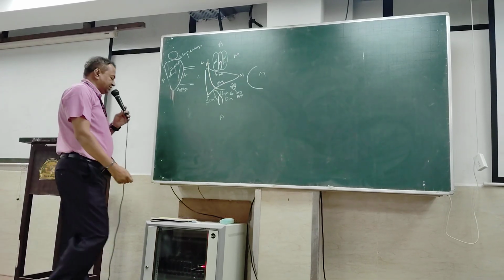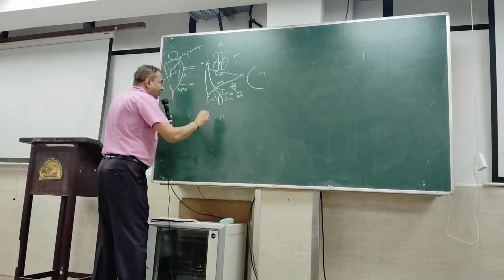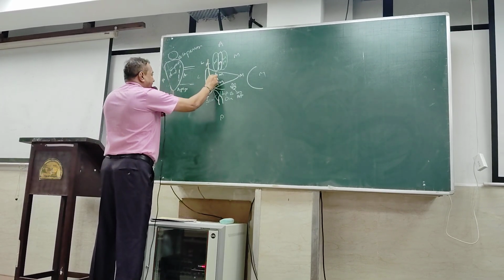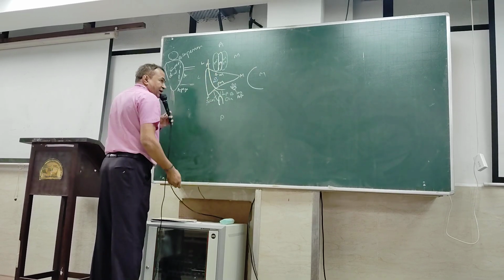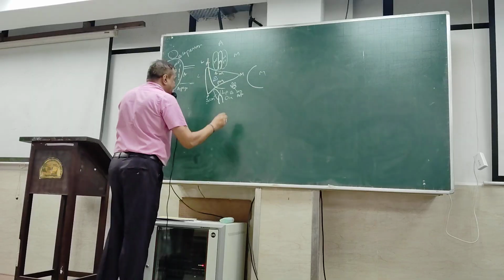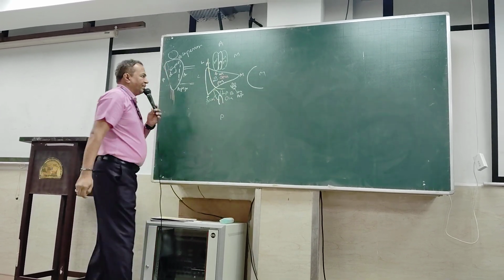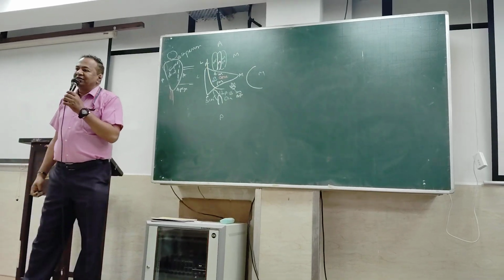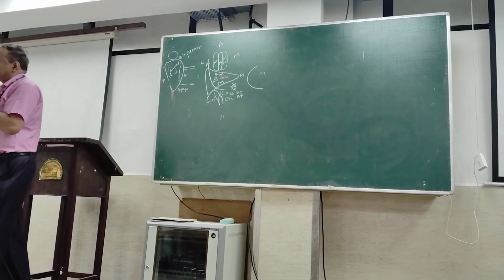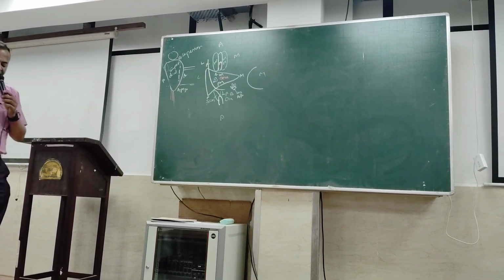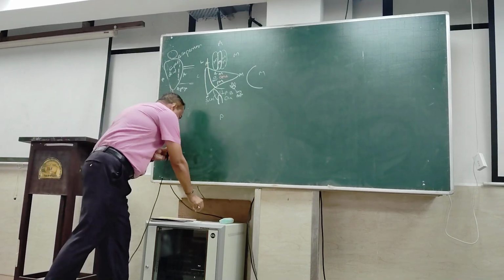There are three structures which pass through the parotid gland. One is the facial nerve. Second is retromandibular vein. And third is external carotid artery. Three structures pass through it. Now I will draw diagrams for these three structures.